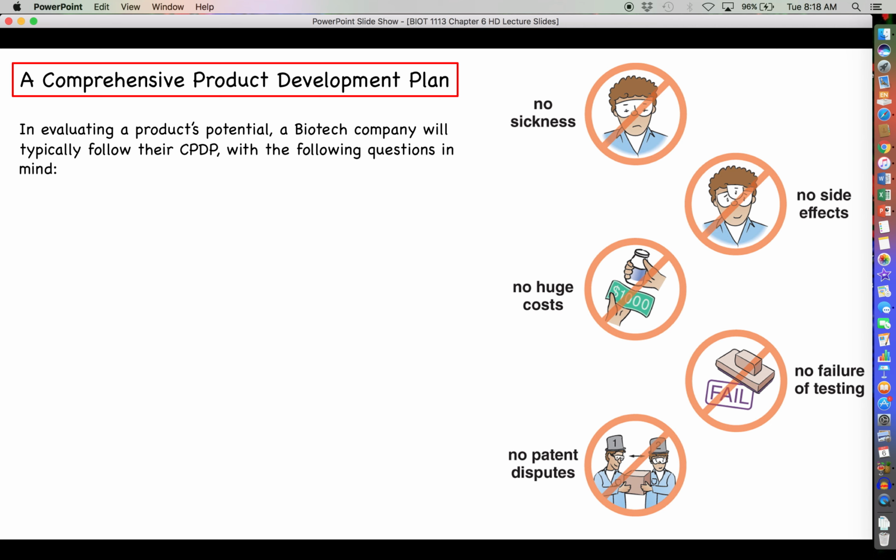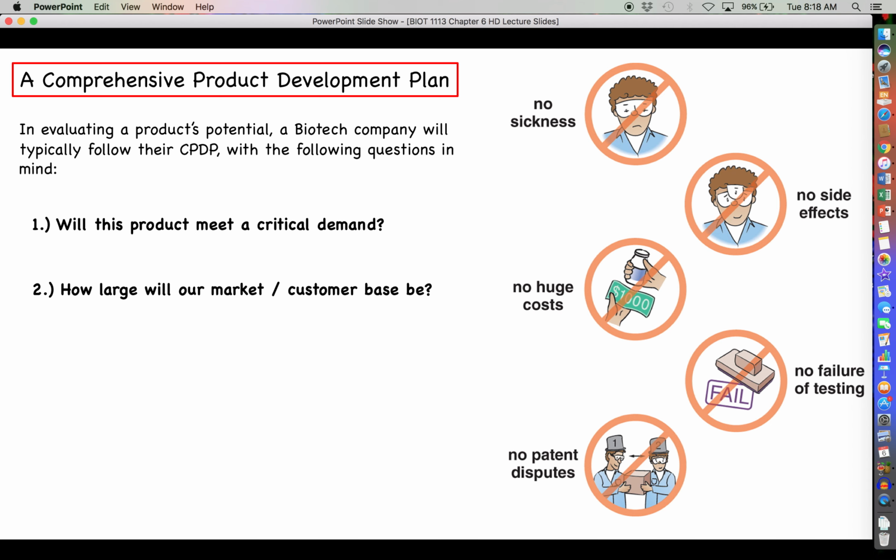But some of the questions that we may want to ask as we go through our CPDP is, number one, will this product meet a critical demand? So that leads into the market size thing that we talked about on the previous slide. Again, how large will our market or customer base be? Number three, which is something that we have not discussed in this particular video just yet, does our in-house data suggest the product will work?